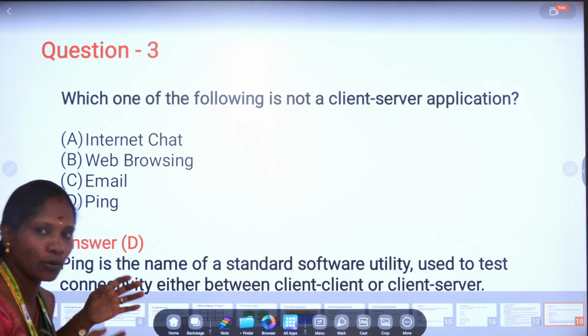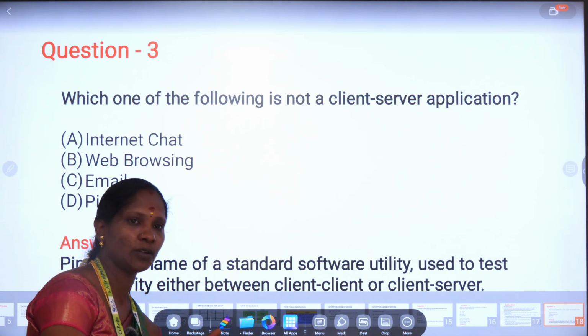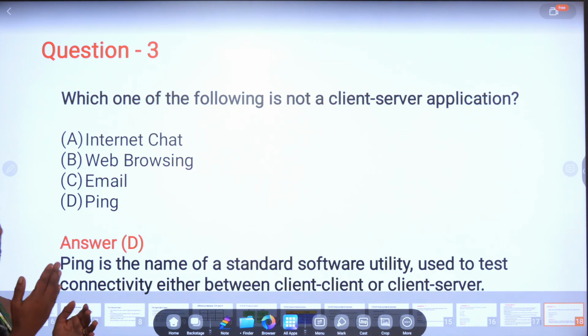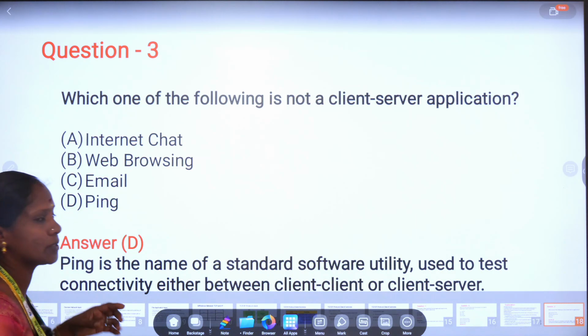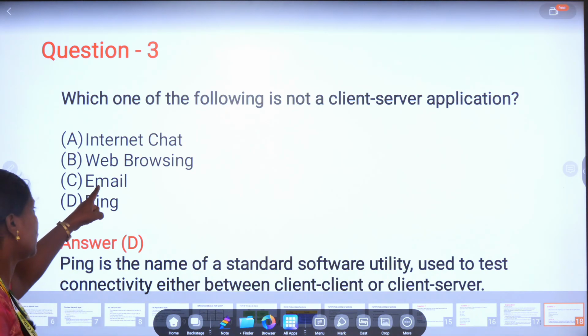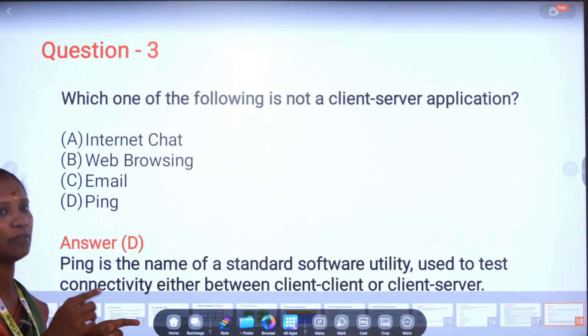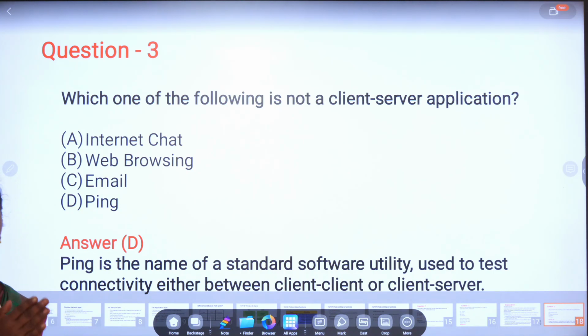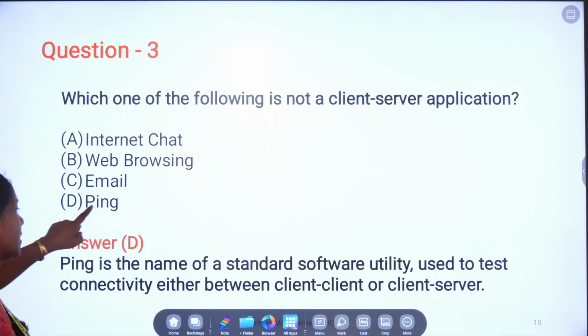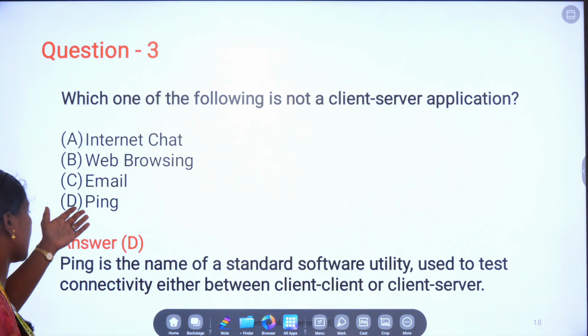If it is internet chat, we have one sender and one receiver, each transmitting data from source to destination. Then web browsing: we search for a lot of information and also gather information from the web. If it is email, sending email is the best example of SMTP, the simple mail transfer protocol, which is used to transmit data from source to destination. So it is also a client-server application. But ping is a standard software utility, so that's why the answer is ping.